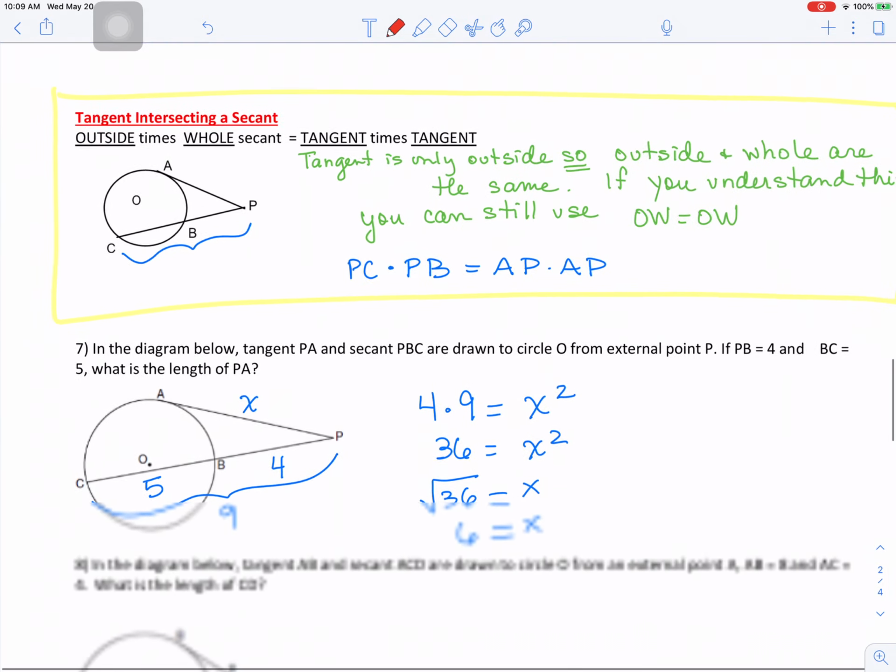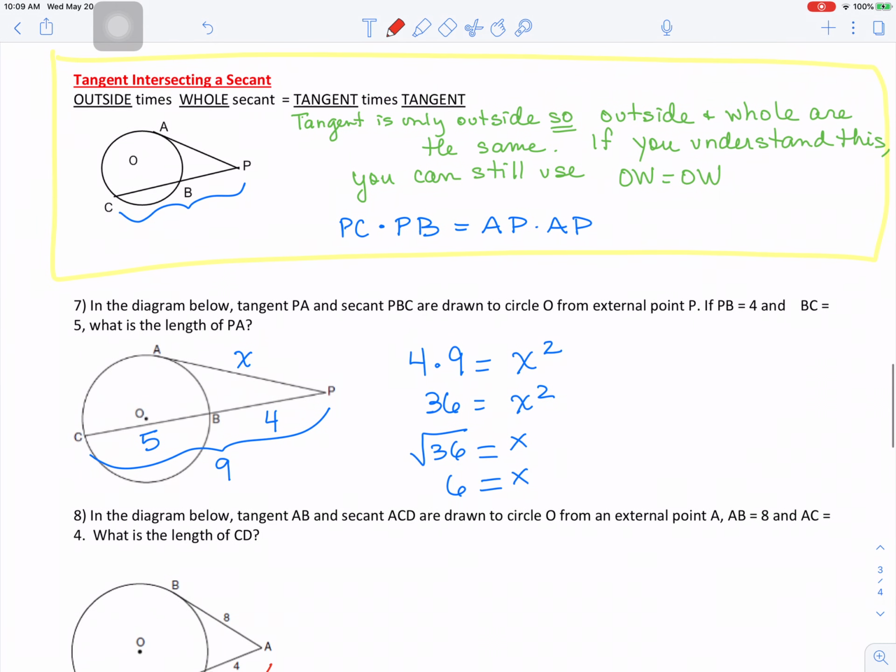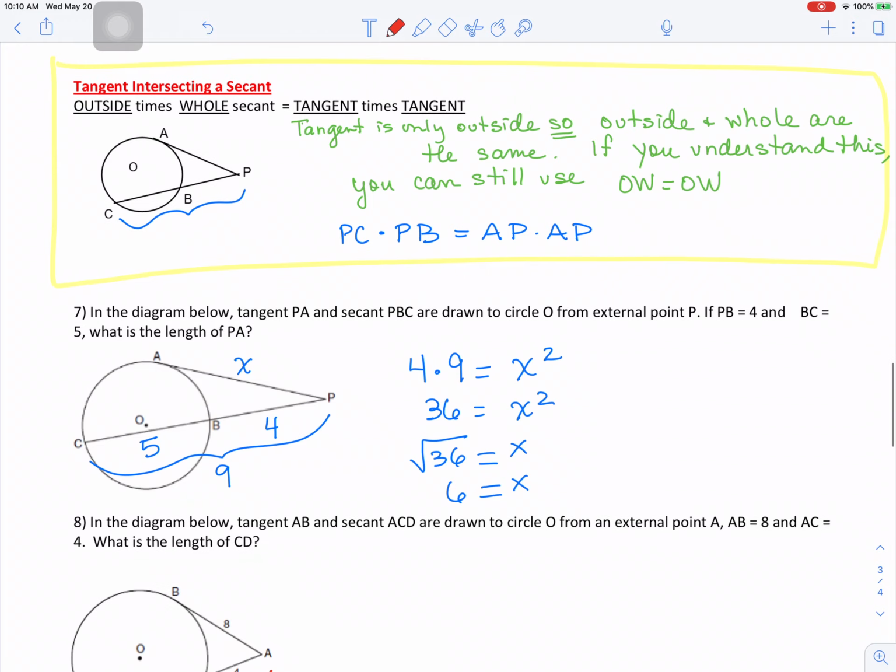Okay, last theorem, tangent intersecting with secant. Now you're going to use the same procedure, OW equals OW. The only thing you have to remember is that the tangent never goes inside, so it's only outside. So outside and whole are the same. You'll see some teachers say to their kids, okay, in this case you do outside times whole equals tangent squared.